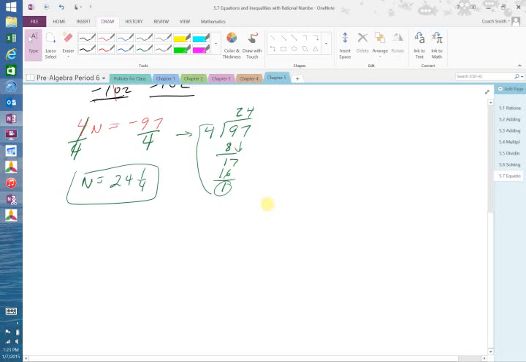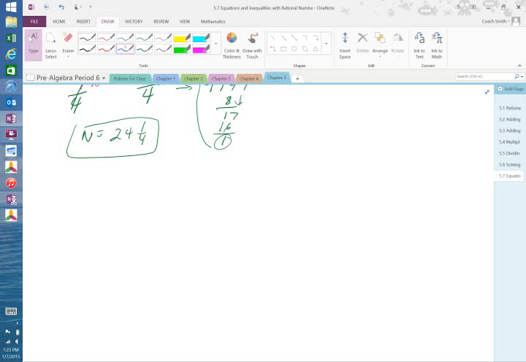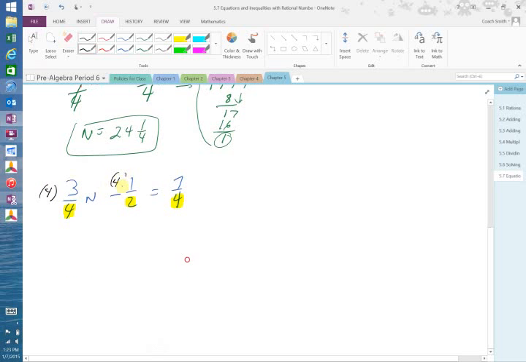Now, I want to do one that has 3 fractions in it. It doesn't change how we're going to solve it: 3/4 n minus 1/2 is equal to 7/4. If we look at our denominators, 4, 2, and 4, what is the least common multiple? 4. So I'm going to multiply everything by 4: this by 4, this by 4, and that by 4.